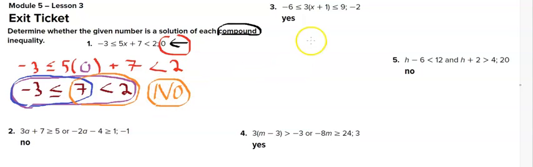All right, you can go ahead and work on 2, 3, 4, and 5. The answer is already there. You just need to do what? Plug it in and check to make sure it's no or yes. Go ahead.